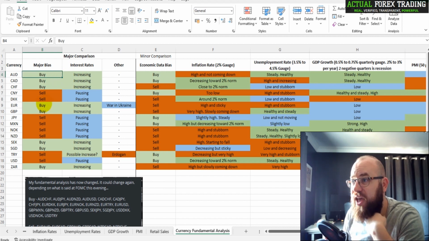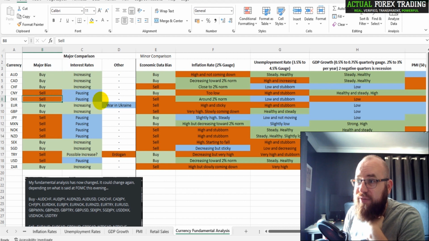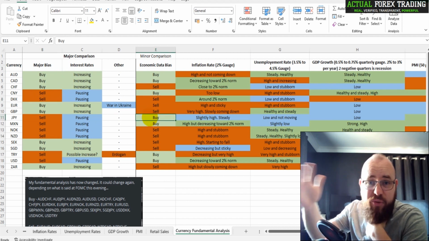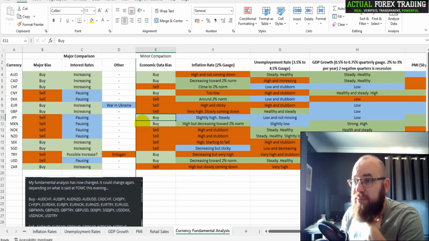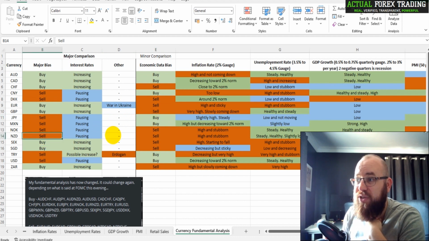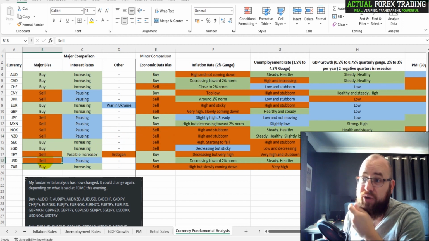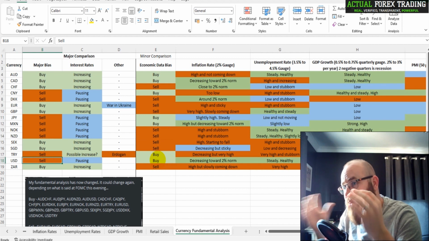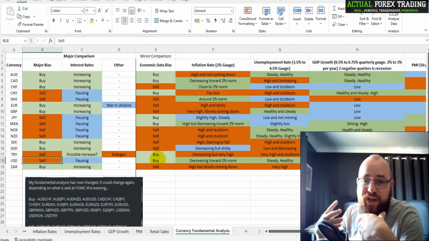If we look at, say, the Danish kroner, we have a sell and a sell. If we look at the yen, we have a sell and a buy. So it's still a good trade, but perhaps not as strong as against the New Zealand dollar, which is a double sell here, a sell and a sell. Or the US dollar, which is a sell here. That's what we do. Or that's what I do, anyway.